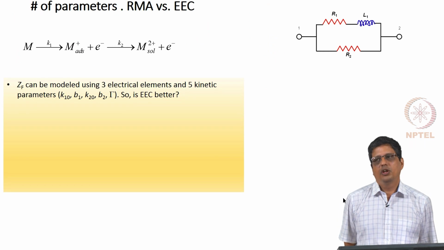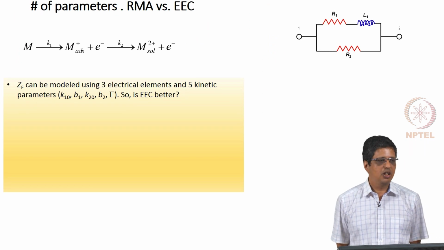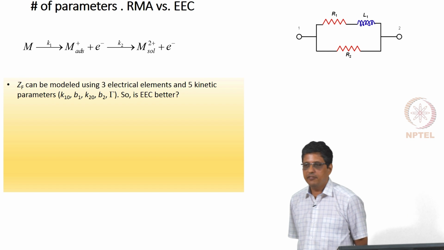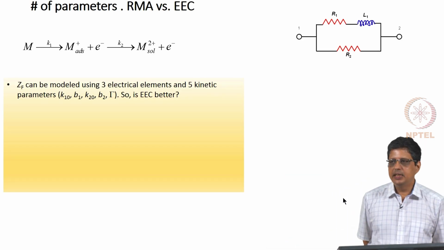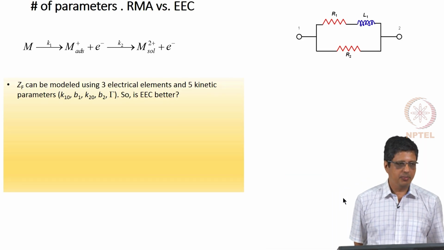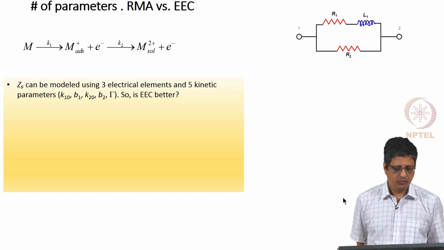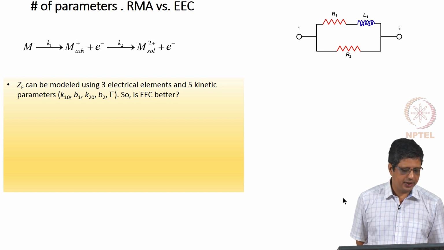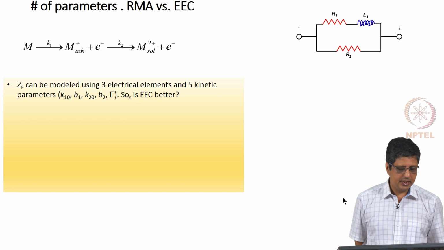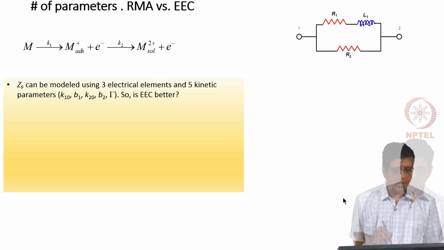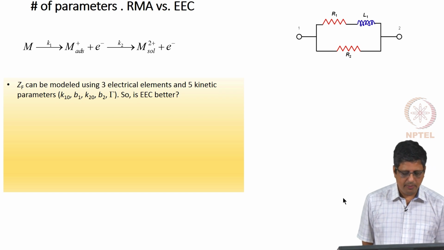Now, a lot of people who are not familiar will say, RMA, you have so many parameters, I can fit anything. Some may claim that EEC is better because you have a fewer number of parameters. For example, take this reaction. First reaction is electrochemical, second reaction is also electrochemical. That means you have K10 B1, K20 B2 and gamma.